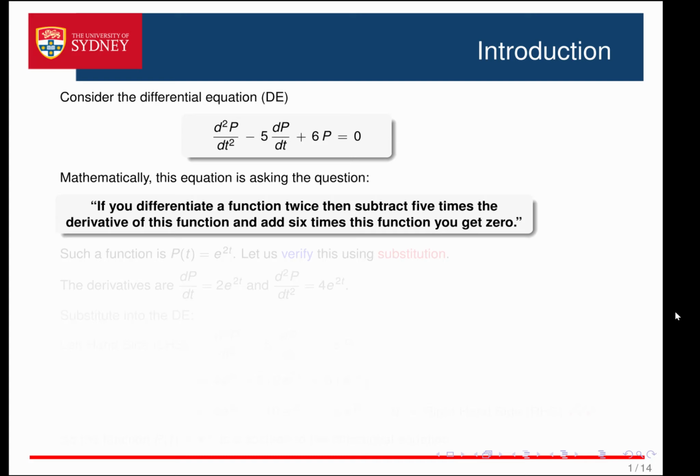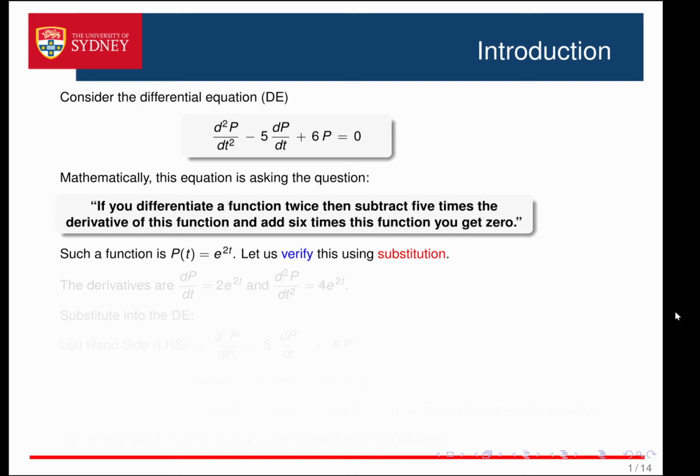Can you think from the top of your head a function that answers this question? It's quite difficult, isn't it? In fact, some people spend their lives solving very specialized differential equations. It turns out that p of t is equal to e to the 2t satisfies the differential equation.